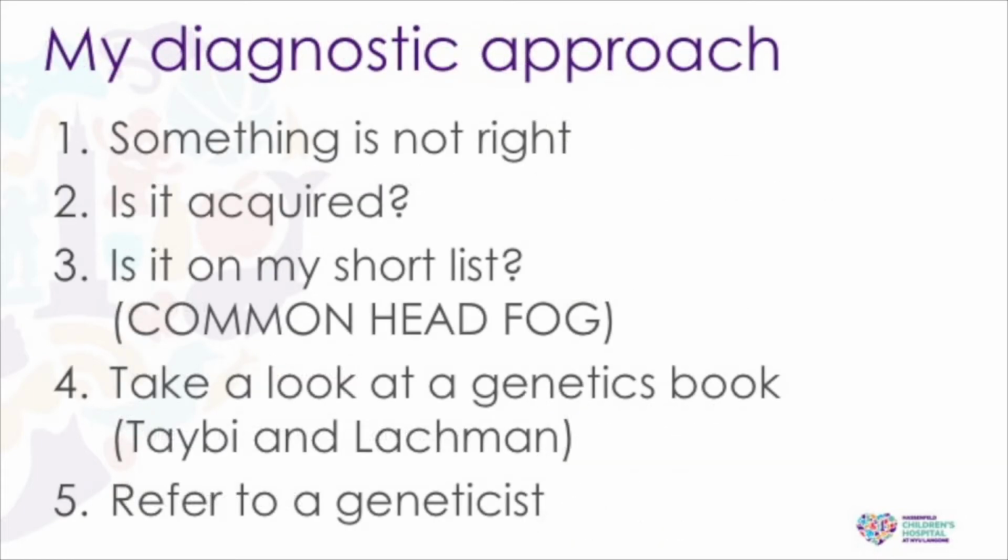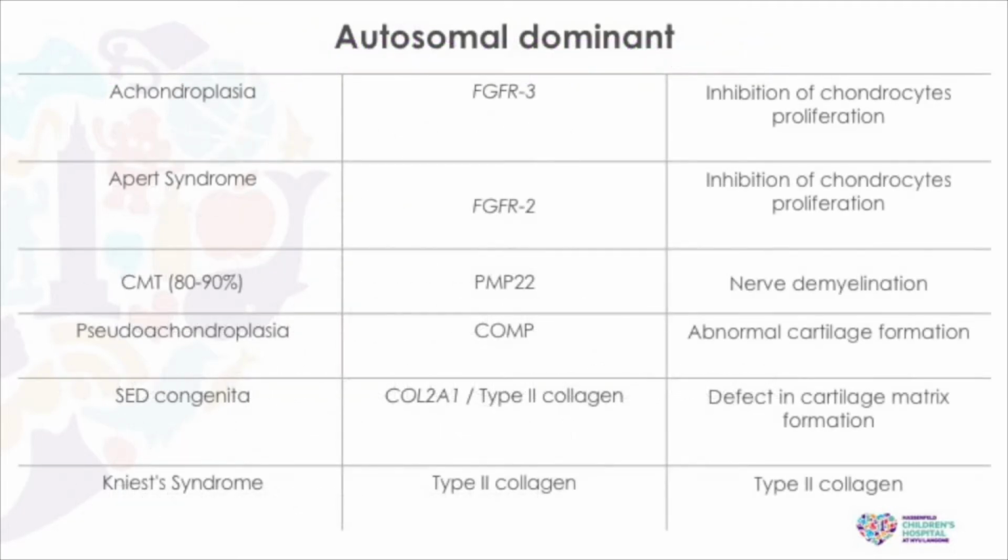My diagnostic approach in clinic is to determine that something is not quite right, determine if it is acquired or congenital, determine if it's on my short list, the common head fog, then take a look at a genetics book, my favorite is Taybi and Lachman's, to confirm the diagnosis, but ultimately refer to a geneticist. Now, for the purposes of examinations, there are no shortcuts. You must memorize the following tables, which will summarize the most frequently encountered skeletal dysplasias.